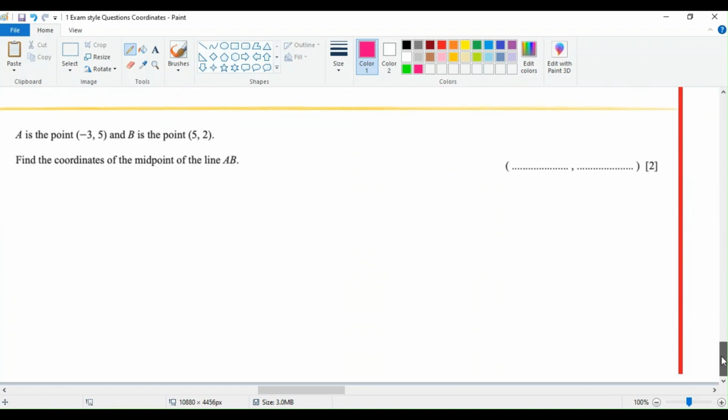And next is finding the midpoint of the line AB. Midpoint, you know very well, you have had very much practice with that.